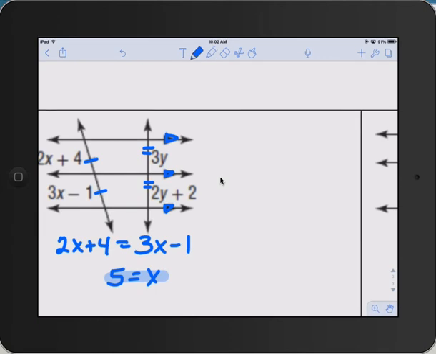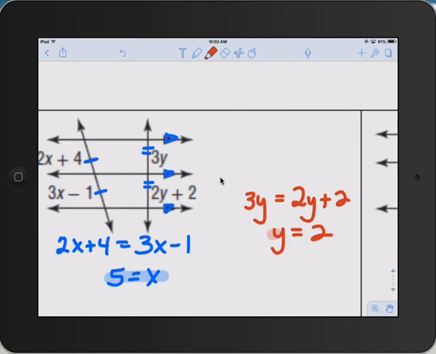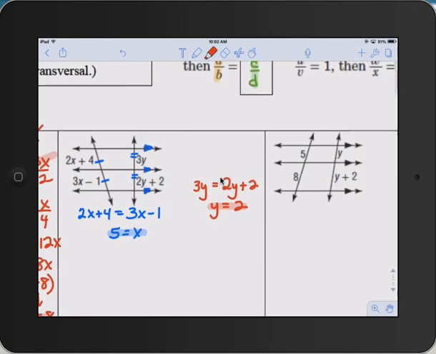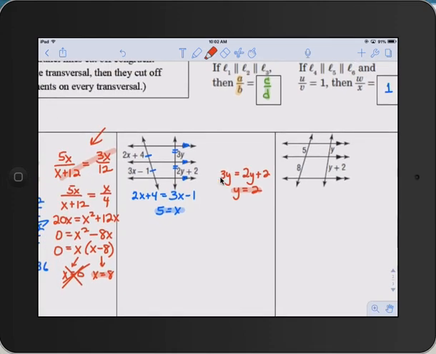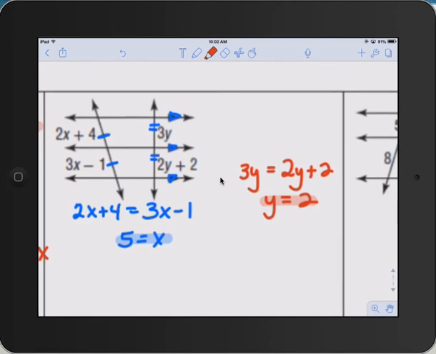And then we can say 3y equals 2y plus 2, so y equals 2. Now again, we're using the fact that because the 3 parallel lines are cut by 2 transversals, it cuts the transversals into segments that are proportional. So the 1-to-1 ratio on the left side makes the right side 1-to-1.